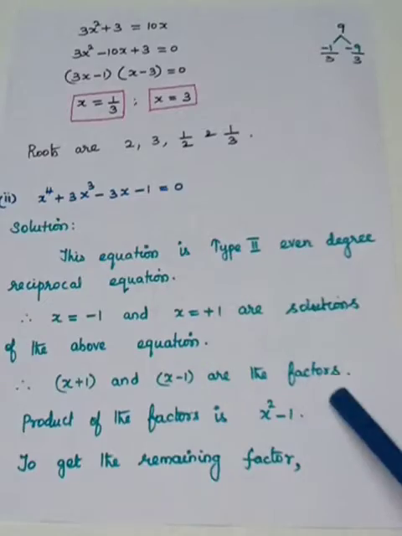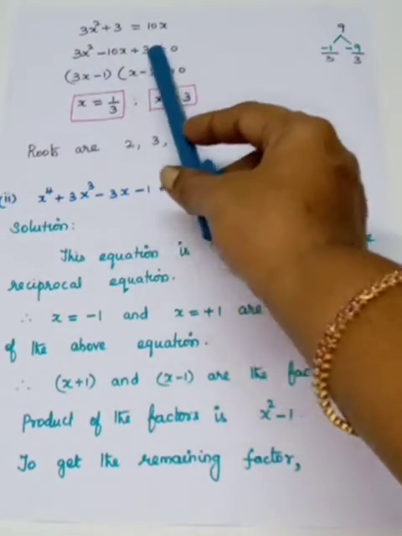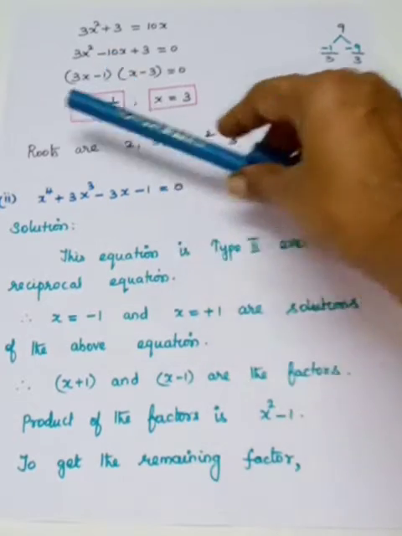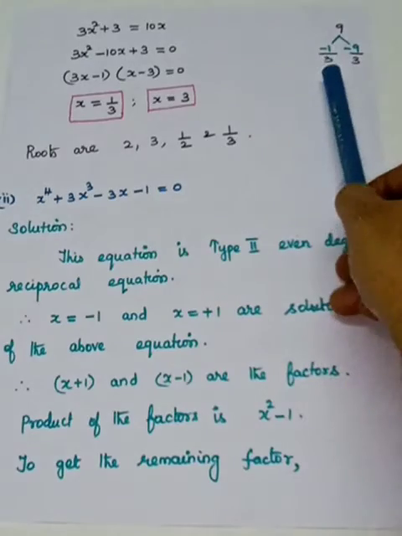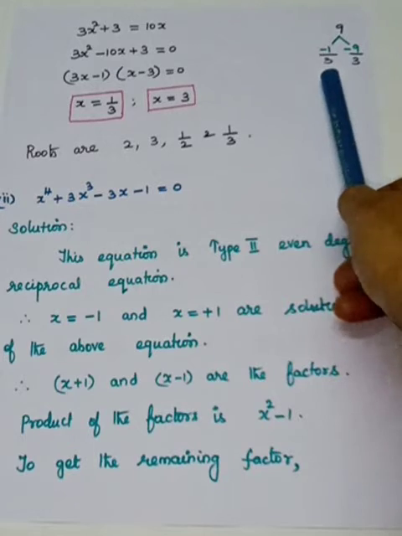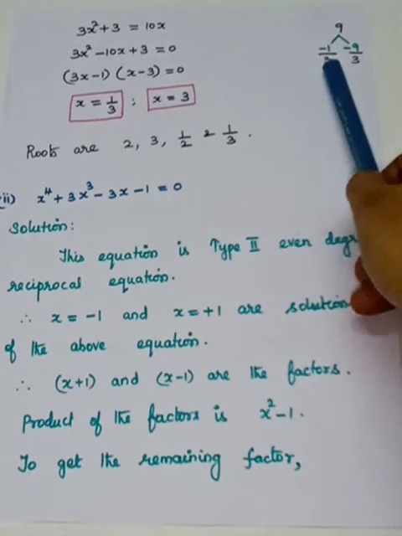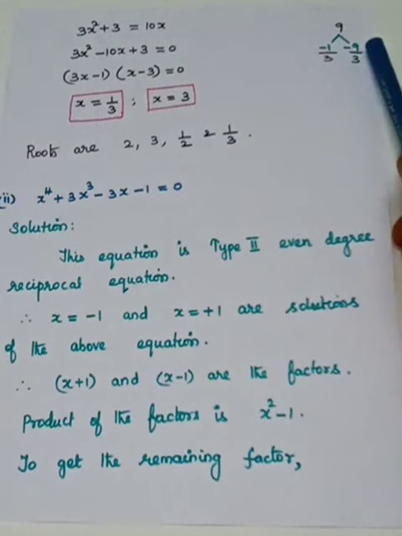So again, it's a quadratic equation in terms of x. So 3 3s are 9. So the product is 9 and the sum of the two numbers is minus 10. So what are the numbers? The numbers are minus 1 and minus 9. So here the coefficient is 3. So when it is divided by 3, you will have minus 1 by 3 and minus 9 by 3. So minus 1 by 3, how can you write? 3x minus 1. Here 3 and minus 9 get cancelled. The numerator is having minus 3.